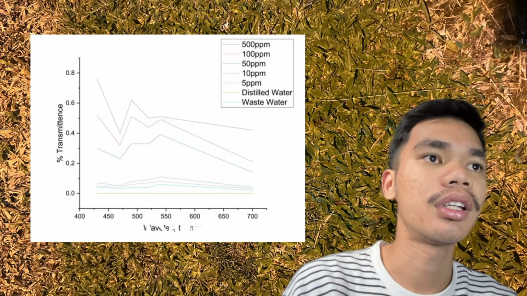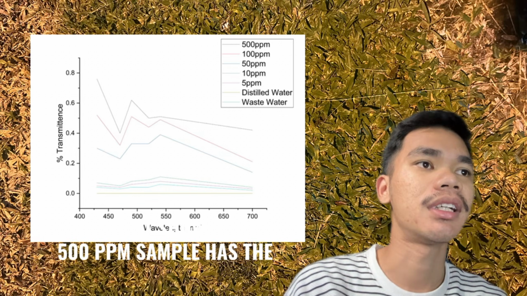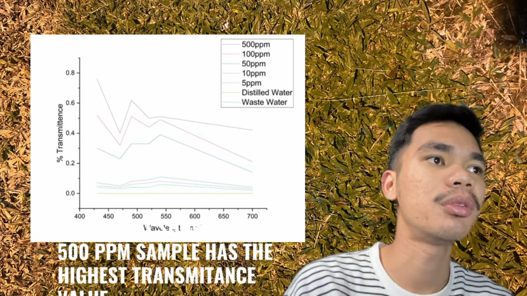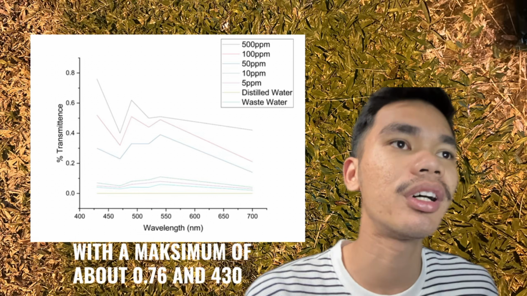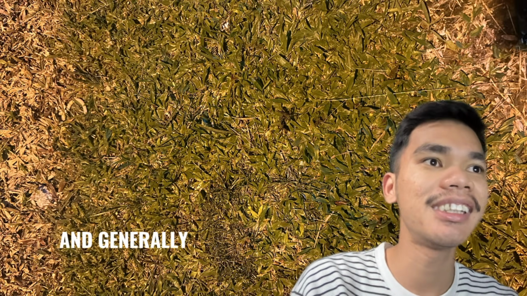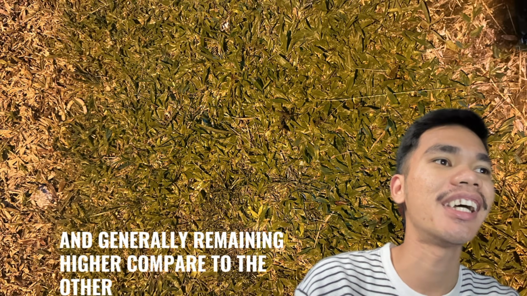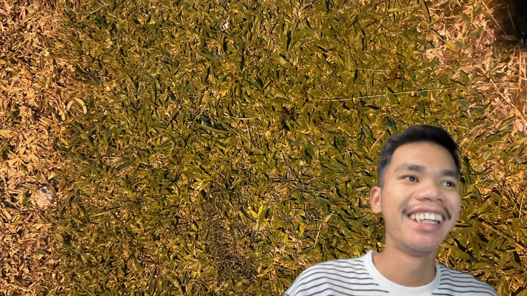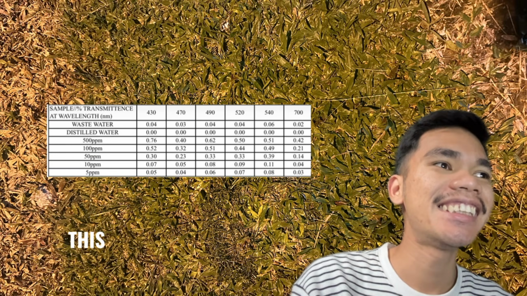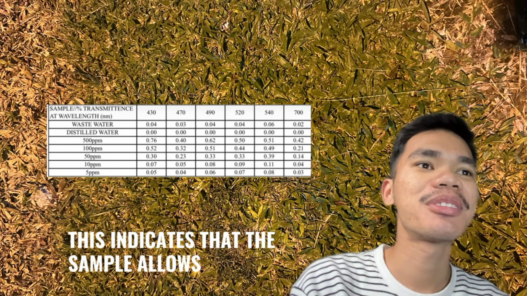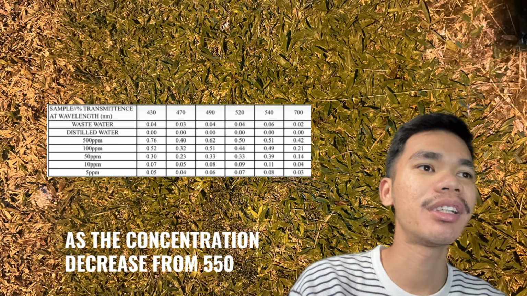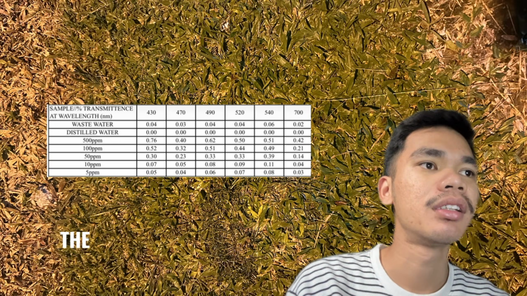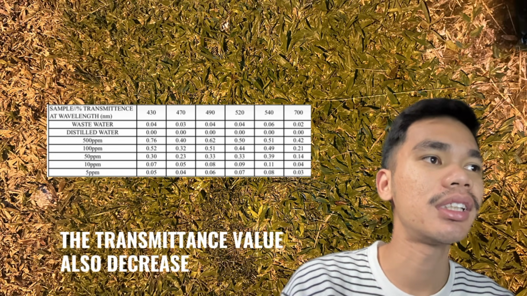The results showed that the 500 ppm sample has the highest transmittance value with a maximum of about 0.76 at 430 nm and generally remaining higher compared to the other concentrations. This indicates that the sample allows more light to pass through. As the concentration decreased from 500 ppm to 5 ppm, the transmittance value also decreased.